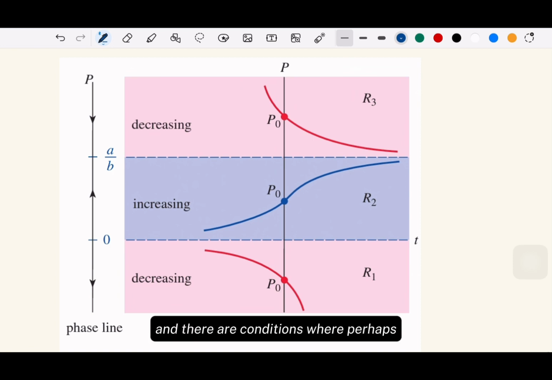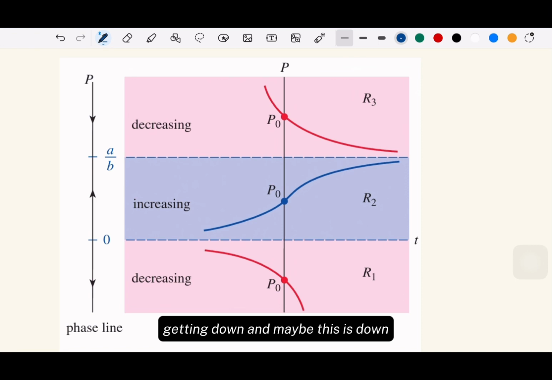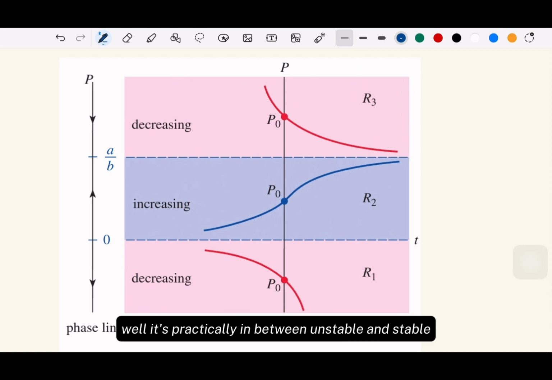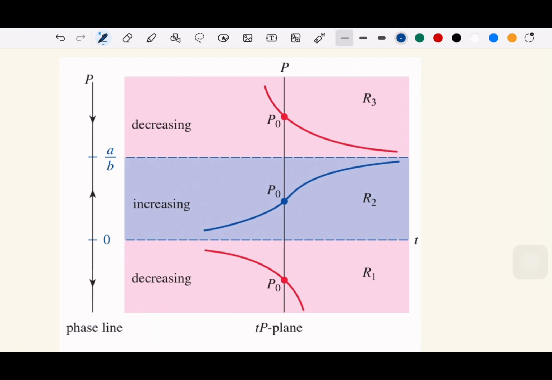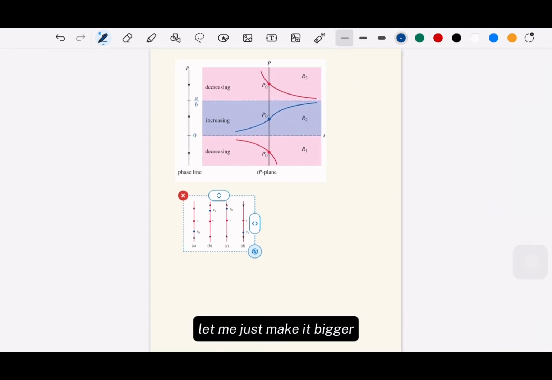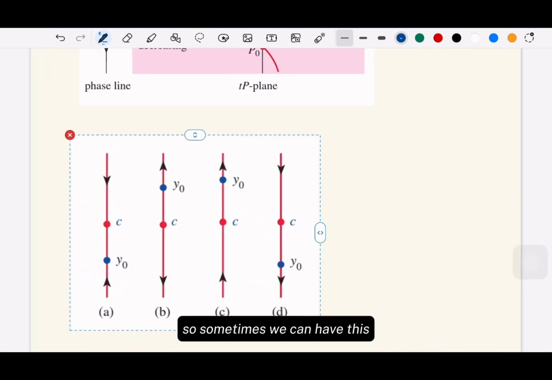And there are conditions where sometimes, maybe this is down, we call this semi-stable. Well, it's practically in between unstable and stable. And this is how it looks like. Let me just make it bigger. So sometimes we can have this.